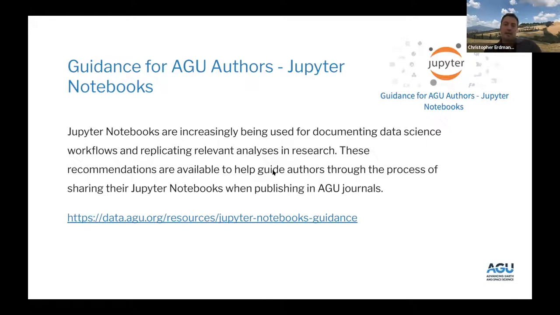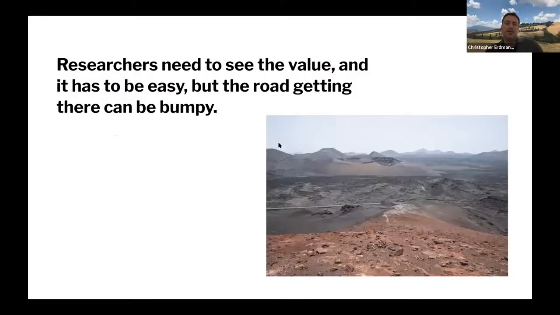We also have another piece of guidance in that sense. But this is just really one example of how we work with the community members. The other thing is researchers need to see the value. It has to be easy. The road getting there is very bumpy, and maybe we heard a little bit about that.